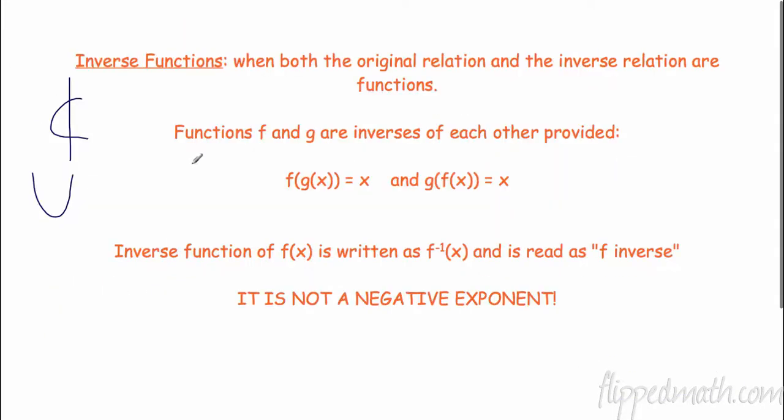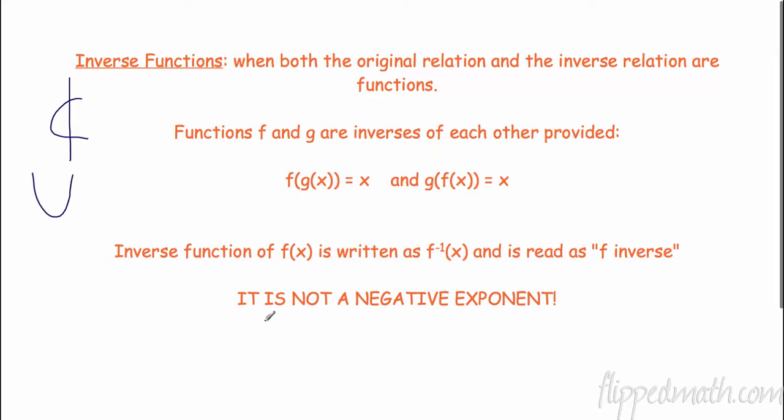So let's take a look. How will we know? Functions f and g are inverses of each other, provided that f of g of x, so when you put the function g of x into f, the only thing that comes out is x. And when you do it backwards, g of f of x, when you put f into g, x is the only thing that comes out.